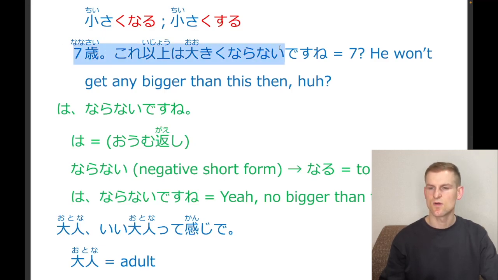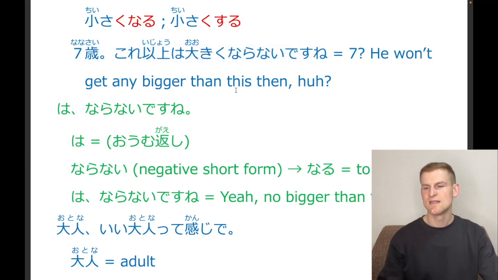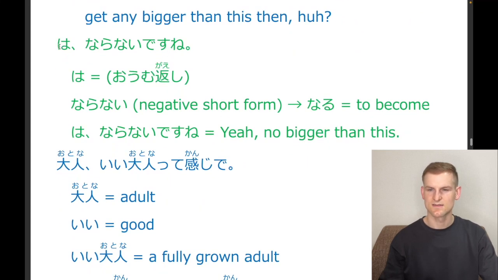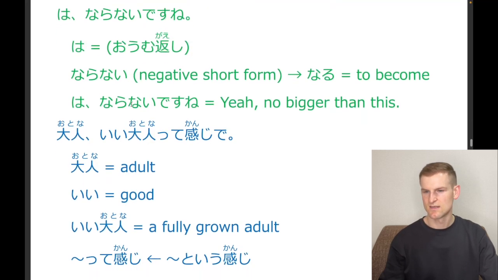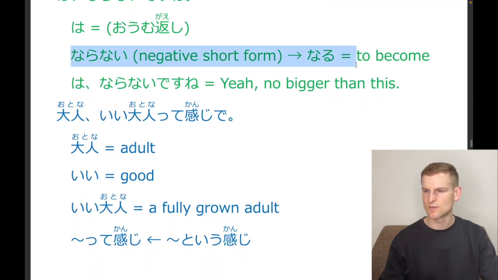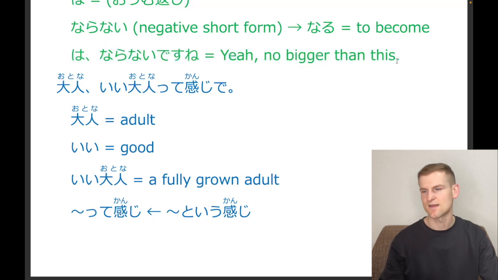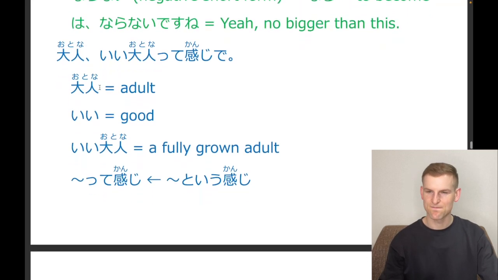7歳. これ以上は大きくならないですね. He won't get any bigger than this then, huh? And this is kind of a joke. Obviously, he's not going to get any bigger than that. And so you can hear us kind of laughing in the dialogue. So the man says, はならないですね. So は, he's basically just repeating what I'm saying. It's like おむがえし. ならない, negative short form of なる, to become. We just looked at that a little bit. はならないですね. Yeah, no bigger than this. Ha ha ha ha ha. We laugh a little bit.